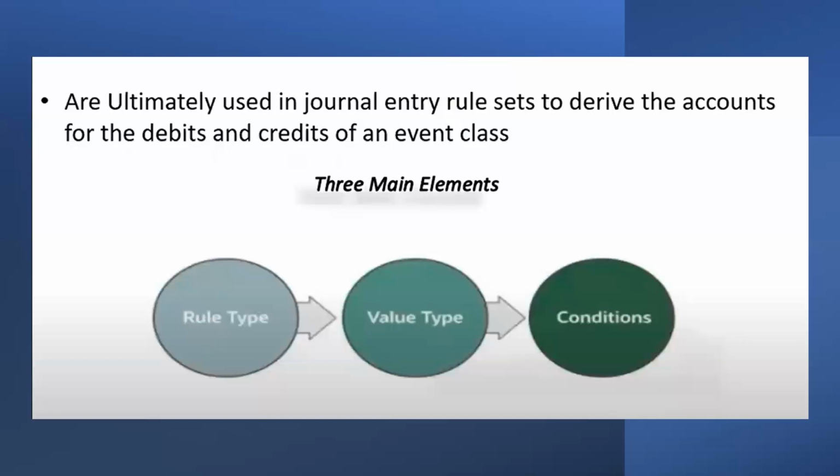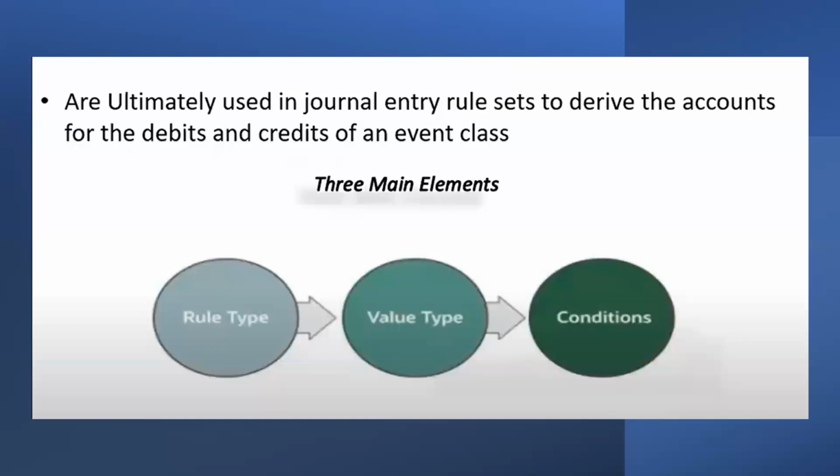First of all, we need to understand that ultimately we use the journal entry rule sets to derive the accounts for the debits and credits of an event class. As we have already understood, an event class is basically like invoices, and at the time of invoice creation, invoice validation, and create accounting process, these are all the events.